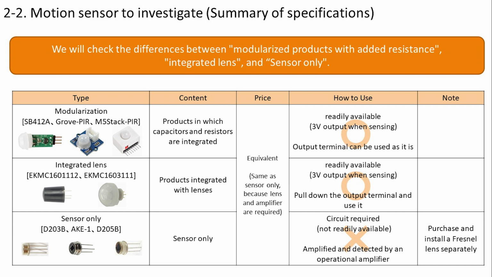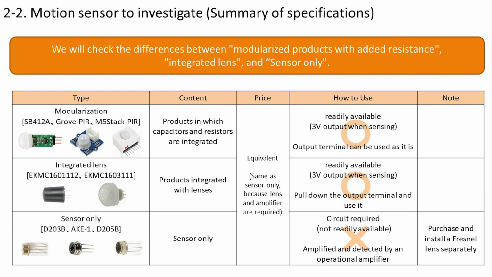After purchasing, I noticed that the third sensor-only product is the cheapest, but it seems that an operational amplifier is required to use it. When you actually make an operational amplifier, you can't buy just one breadboard, IC, and resistors, so one pack of 100 pieces costs 100 yen.